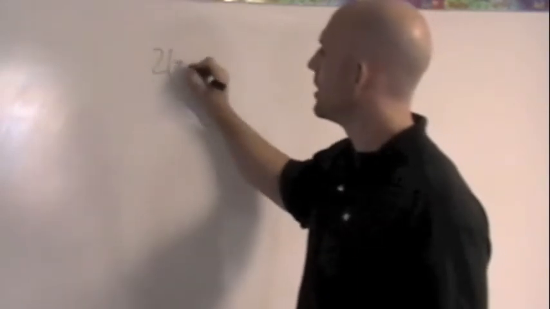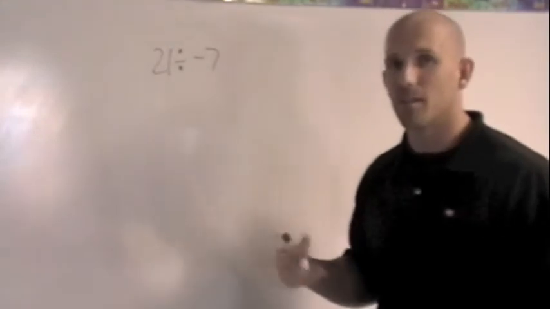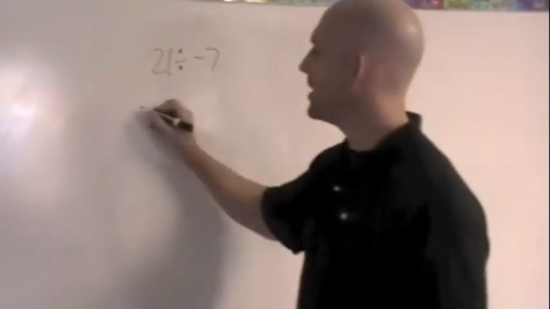We have a 21 divided by negative 7. He didn't tell me who he was. I'm going to ask him for his identification. He's going to tell me he's a positive.